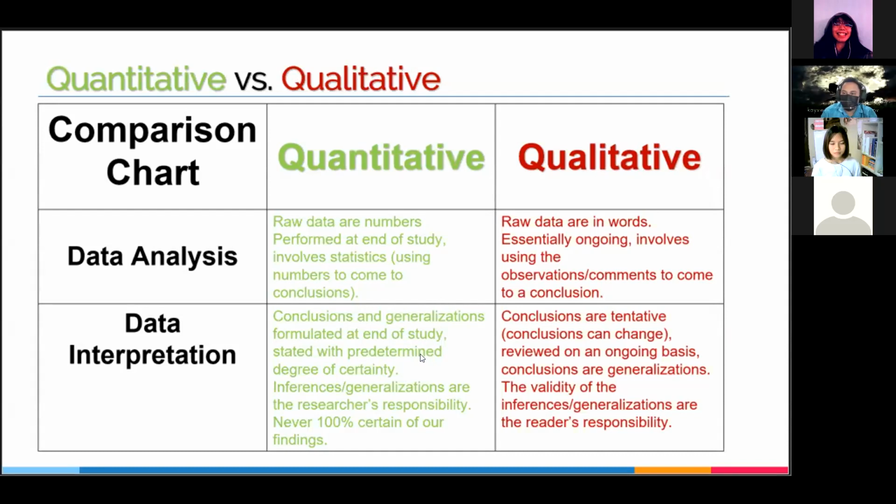Okay, so yun din sabi ko kanina, no? Pag data analysis, ang raw data niya numbers. Qualitative raw data are words. Yun lang ang pinagkaiba ng quanti at qual. When it comes to data interpretation naman, i-interpret na yung data. Pagdating kay quantitative, conclusions and generalizations formulated at the end of the study. Dito naman, conclusions are tentative. It can be changed. Pagdating sa qualitative.